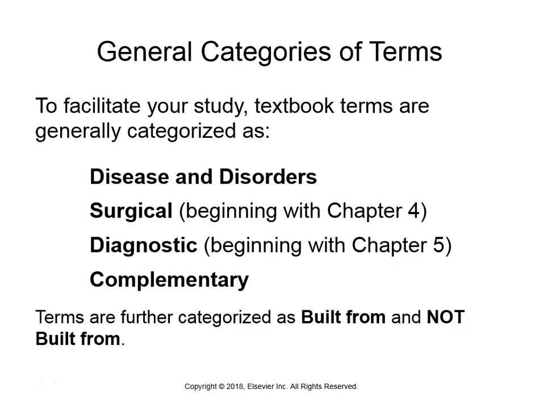Then there's going to be diagnostic things, so scans and those types of things are going to be in that category. And then we're going to get complementary terms, and those are ones that are used with diseases and disorders. I'll explain it a little bit more when we get there. But that's kind of the key categories that we're going to find in every chapter as we move through the book. Within that, they separate all of the ones from word parts, what I call the easy ones, and the ones not from word parts, what I think are going to be the more difficult ones. So let's dive in.